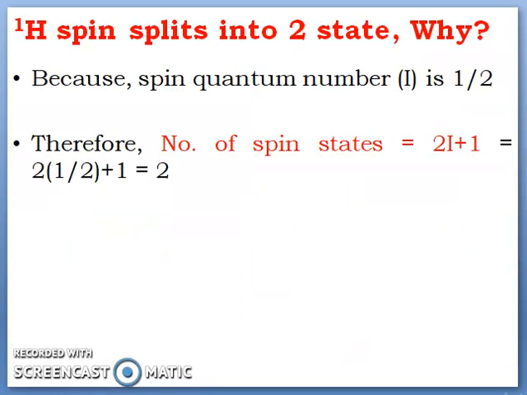Next, why do the energy states split into two? Because of the spin quantum number I, which you have studied in your first year, first semester. The spin quantum number I for H1, that is hydrogen, is half. Therefore, if you substitute that I value in the number of spin states formula, 2I plus 1 is equal to 2 into half plus 1, which is equal to 2. Hence, two states are produced if you apply the magnetic field to the protonic, that is, hydrogen nuclei.